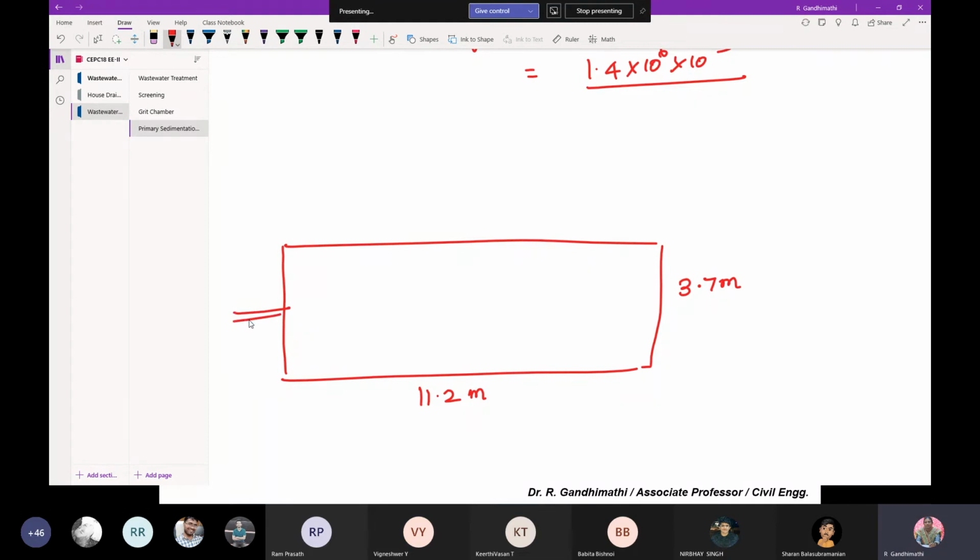Now you are admitting the flow at one end. It is entering into the chamber. This is the plan view. Entering into the chamber at one end, then it moves through the chamber in the rectangle, through the length. There is a horizontal flow movement, and then it leaves the tank at the opposite end. That means throughout this portion, it is overflowing. Is it clear?